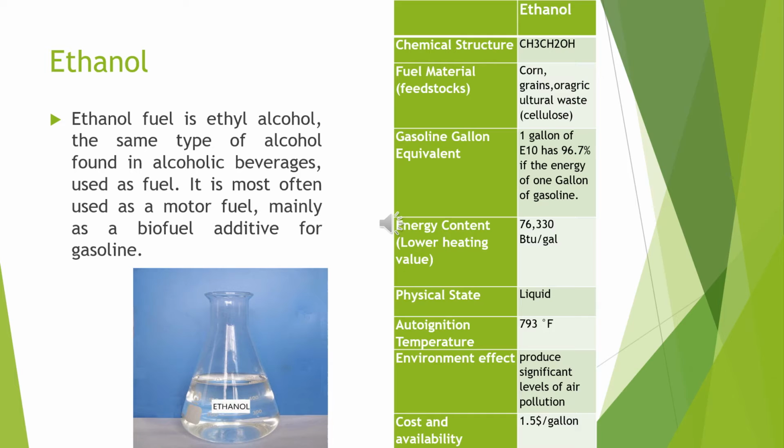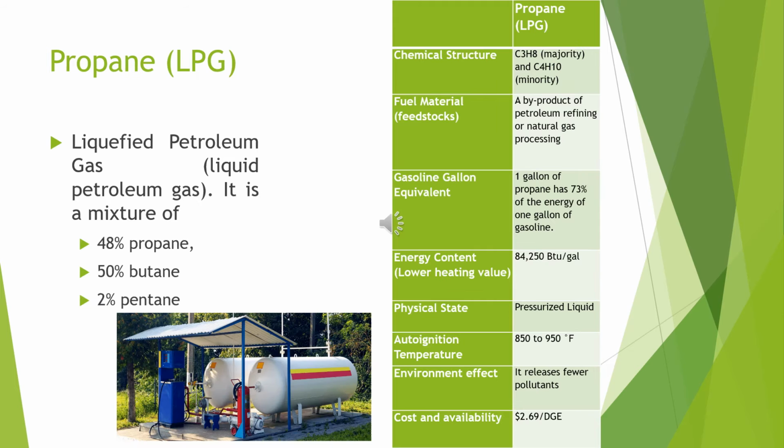The energy content is 76,330 BTU per gallon. The physical state is also liquid and the auto ignition temperature is 793 degrees Fahrenheit. The environmental effect is that it produces significant levels of air pollution, and its cost is also very low, at $1.5 per gallon. Now I discuss propane, also known as liquid petroleum gas, LPG.